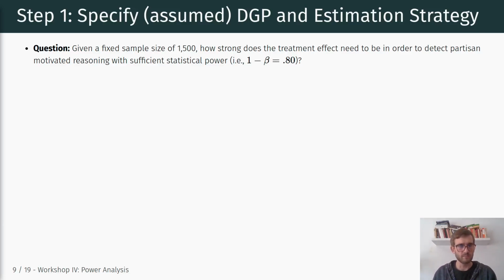Our question here was a little bit different because we had a given sample size that we couldn't deviate from. And the question was, given a fixed sample size of 1500, how strong does the treatment effect need to be in order to detect partisan motivated reasoning with sufficient statistical power, so 80% statistical power, okay? And ultimately in the planning process, we did this prior to running the study and compared different types of treatment assignments and different types of designs ultimately to maximize power given assumed effect sizes and features of the design, right?